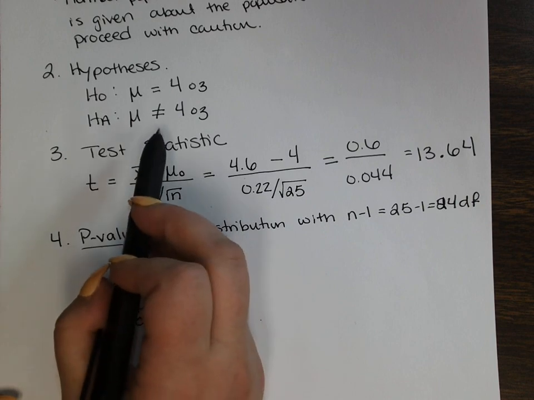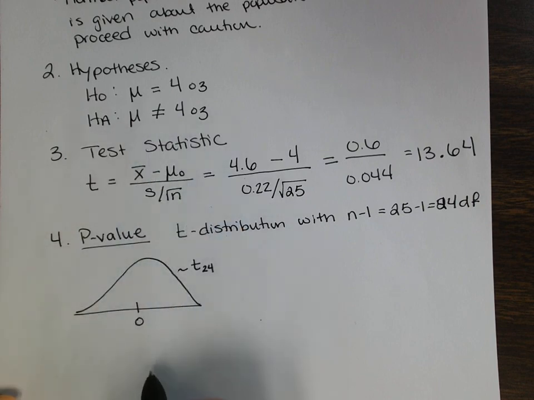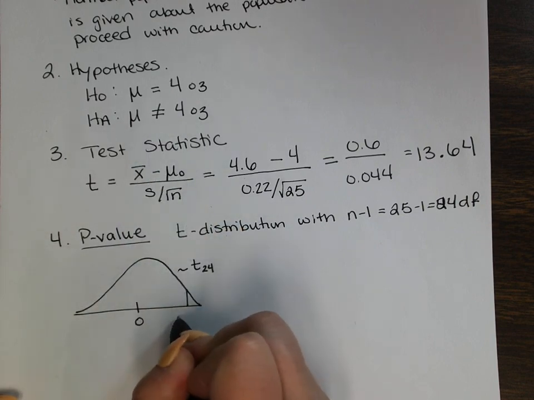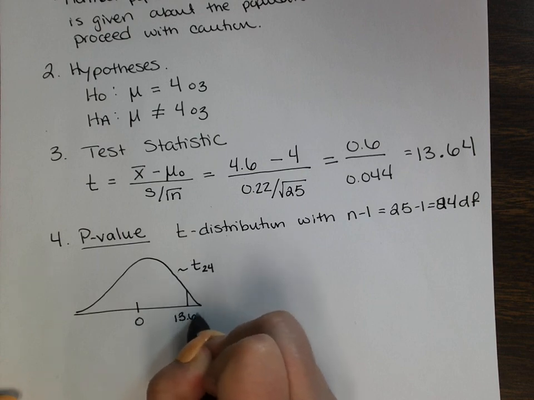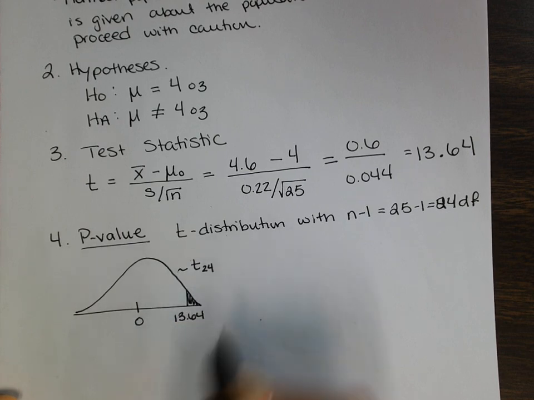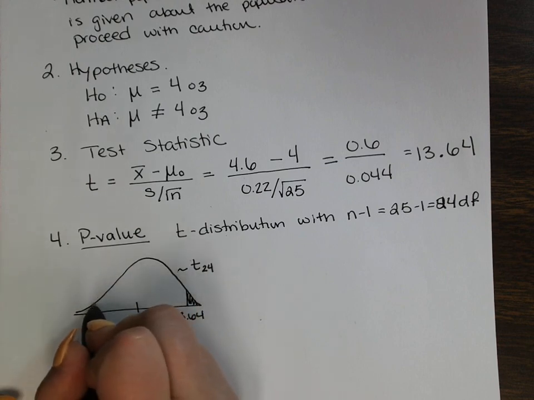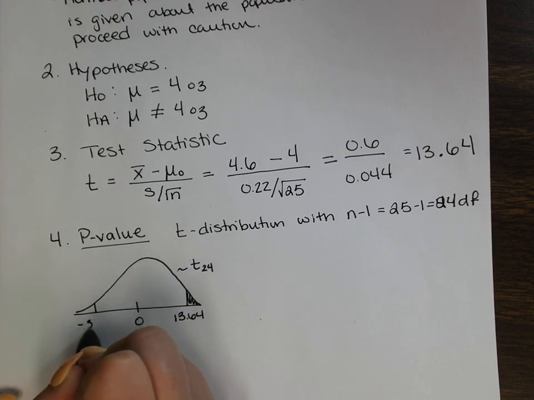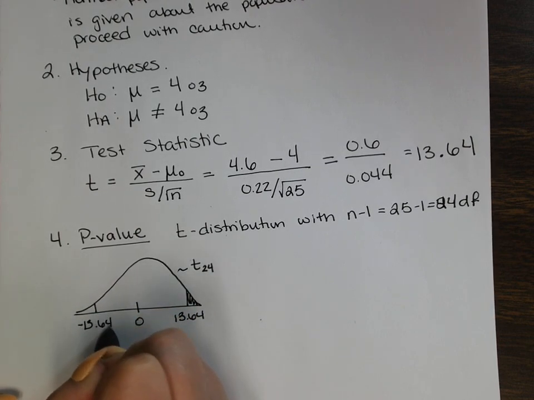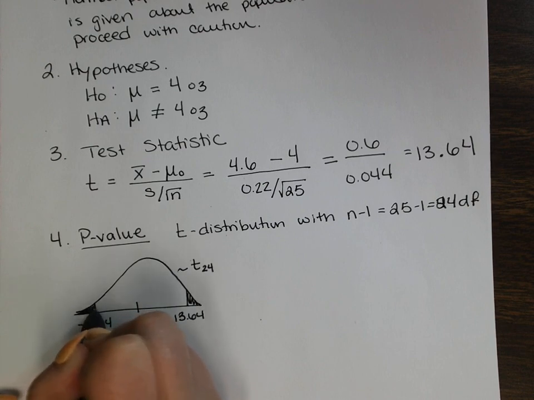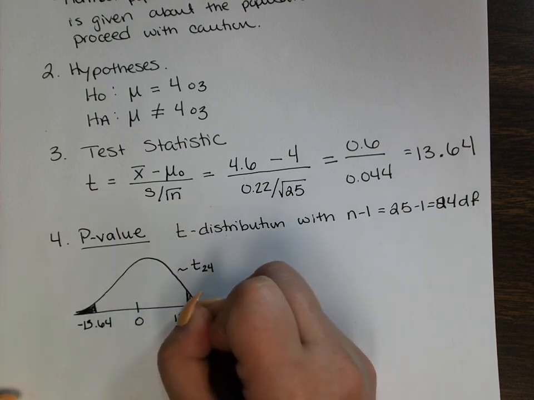Notice we have a two-tailed test here. So what we're saying is if we place our test statistic, 13.64, down here, and we get the area to the right, and then since it's a two-tailed, we place negative 13.64 down to the left and shade in this area. The shaded area is the p-value.